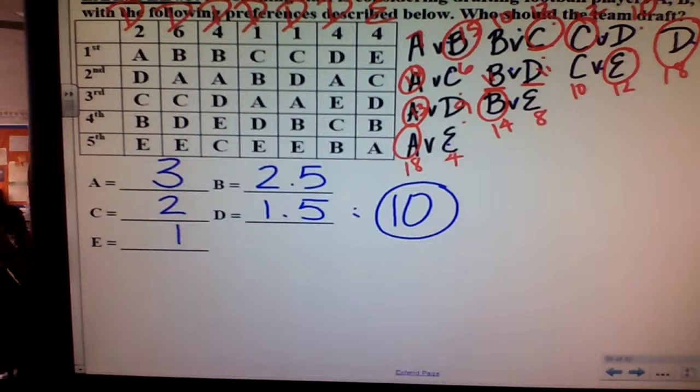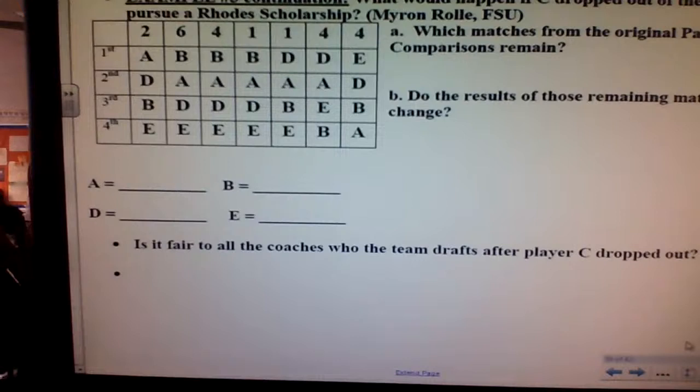If you look at the next one, it's the same thing, but what happened? She dropped out. C got dumped. C dropped out. They said, "Psh, I'm done." Okay?